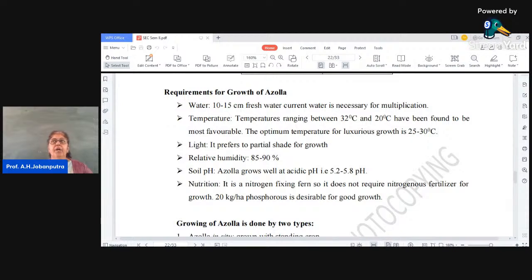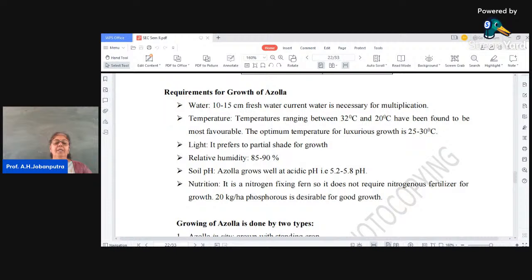Too much light is not required for cultivation of Azolla. It can also grow in the partial shade. It requires a lot of humidity. 85 to 90% humidity is required. The pH of the soil where Azolla is grown should not be alkaline. It should be almost acidic, pH 5.2 to 5.8. Nutritional requirement of Azolla: as it is able to fix its own nitrogen, it's a fern which can fix its own nitrogen.